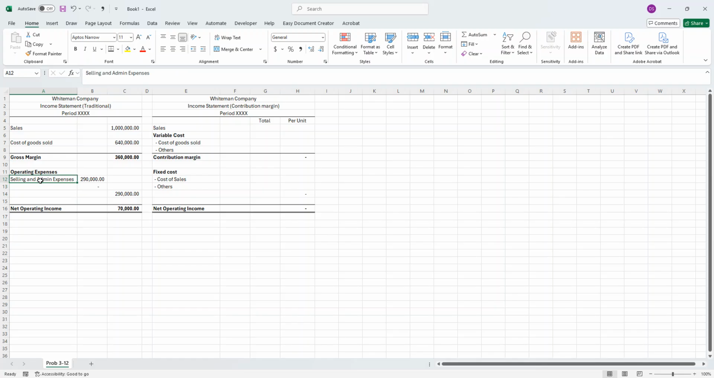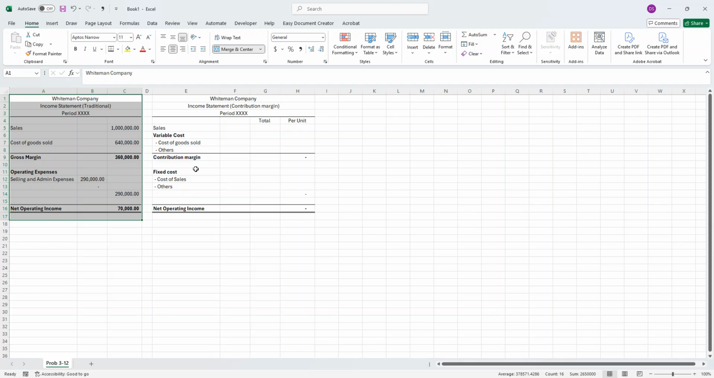So in this case, we only talk about the total. We take the total amount of the selling and admin expenses, which is 290,000. You add everything together, that's your total operating expenses, which is 290, and then we get a final number, which is the net operating income. To get the net operating income, all we're doing is taking gross margin minus your operating expenses. This is something that would be done for financial statement purposes, an income statement that's prepared for external purposes.